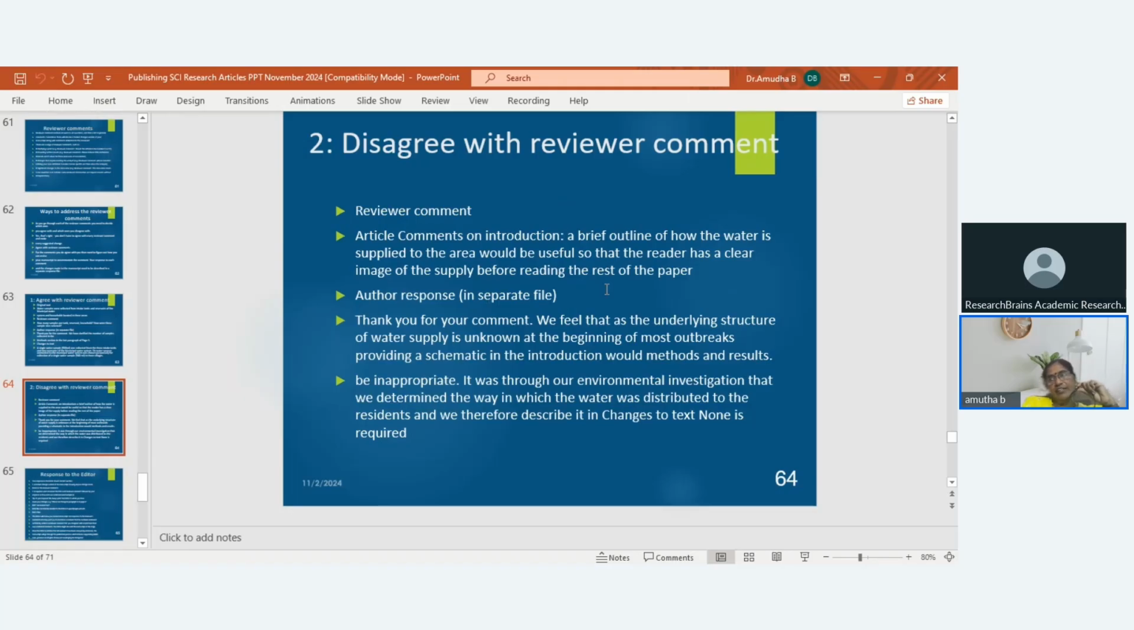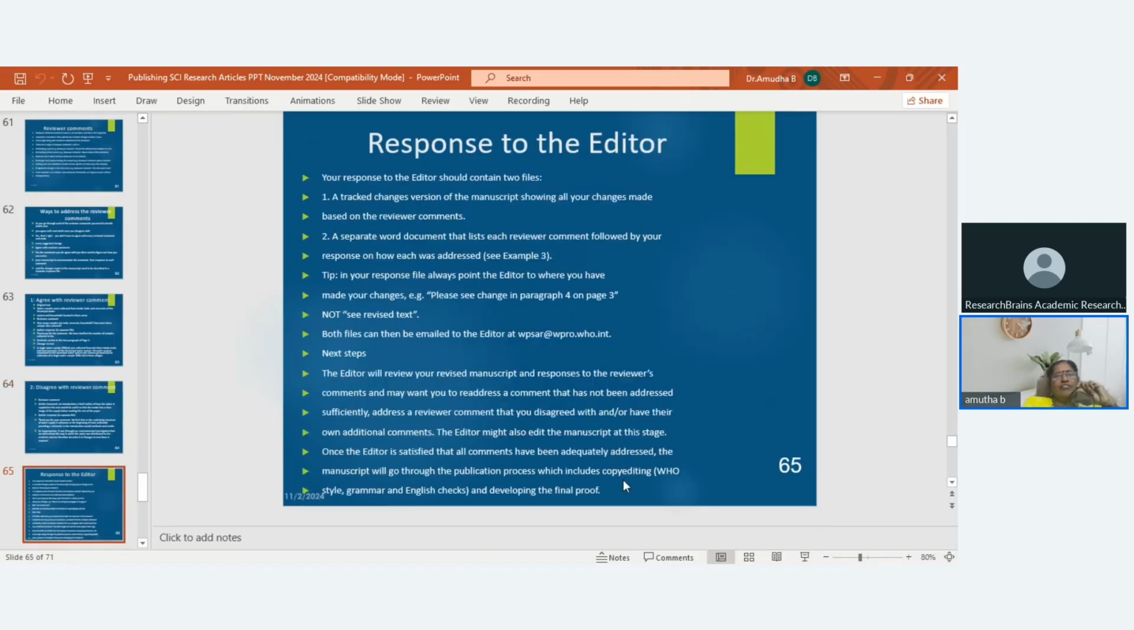And then you have to write a letter to the editor also, stating that, dear editor, whatever reviewer comments are given, I have answered all the reviewer comments. Reviewer 1 and reviewer 2, 3, or whatever. That has to be written as a response to the editor. So these are the examples.